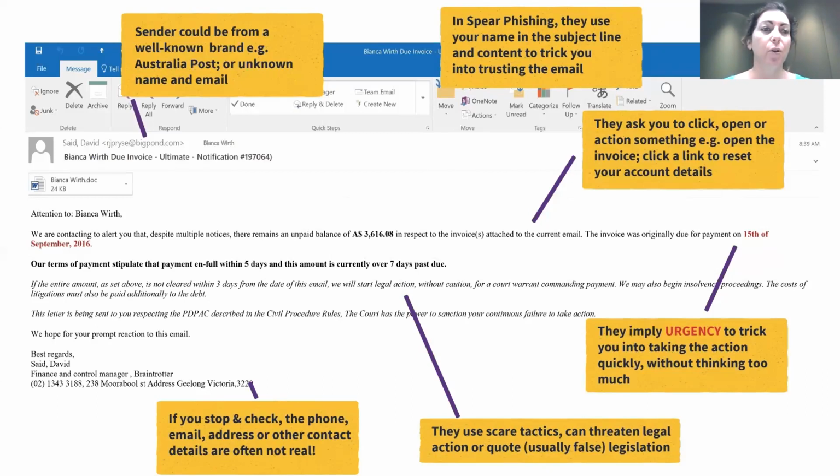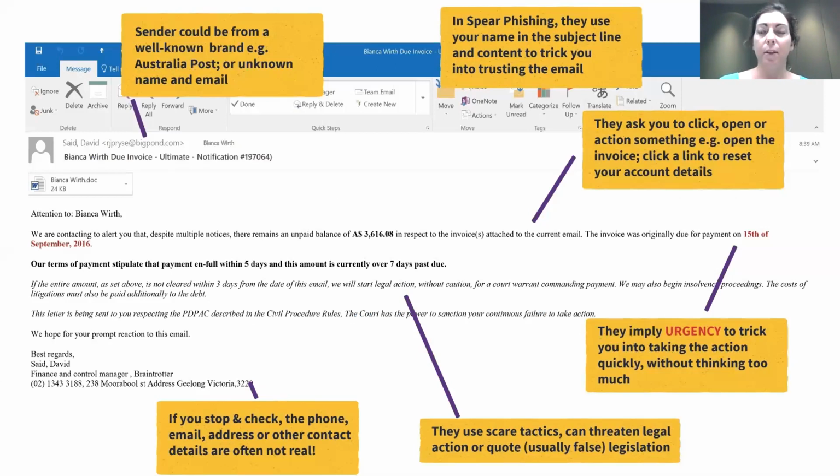They'll use scare tactics, so they go on to say, blah, blah, if the entire amount as set above is not cleared within 3 days, we'll start legal action without caution for a court warrant commanding payment. Sounds all very official. And we may begin insolvency proceedings. Not exactly the right context there, but anyway. The costs of litigation must also be paid in addition to the debt. And then they've said that the letter is being sent to you with respect to the PDPAC. Again, all sounds very official. Described in the civil procedure rules, no such thing. The court has the power to sanction your continuous failure to take action. So again, all scare tactics and mostly all fake as well.